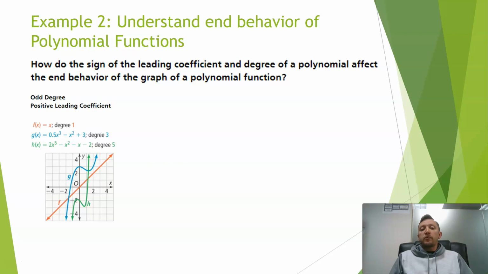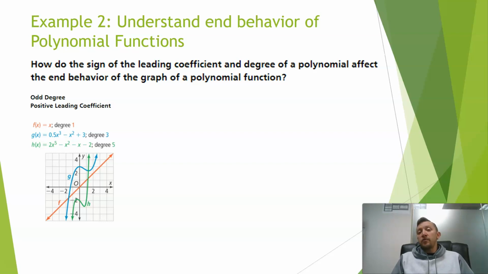Look at the blue graph. The blue graph is the graph of 1/2 x cubed minus x squared plus 3. In that one, the degree is 3, so another odd degree there. And notice the a value is 0.5. When I say a value, I'm referring to the leading coefficient. The leading coefficient there is positive 0.5. And that graph is also going up on the right and going down on the left. That's significant.